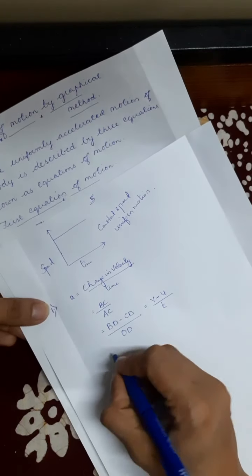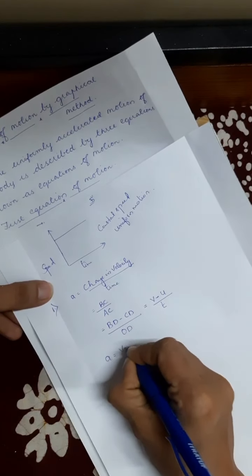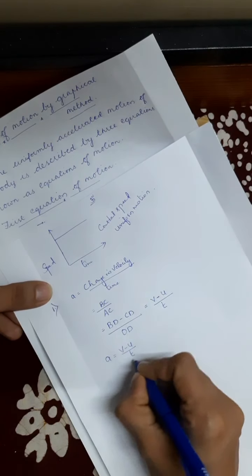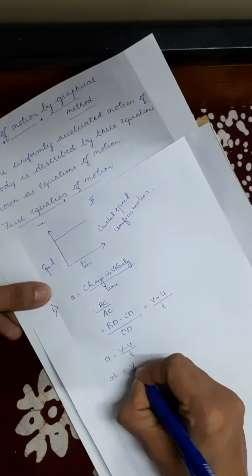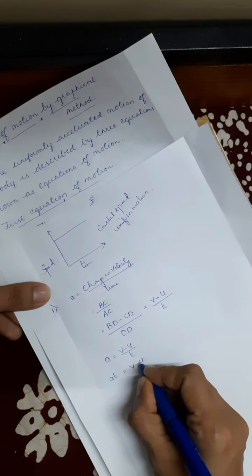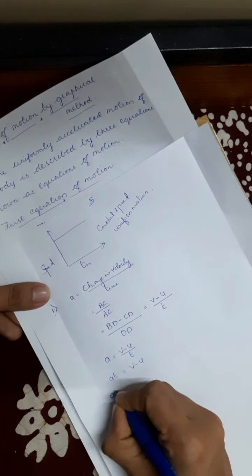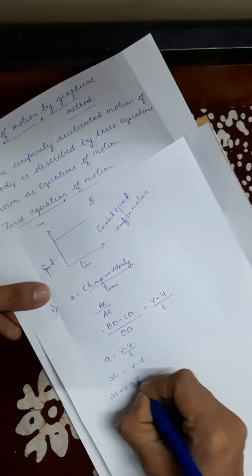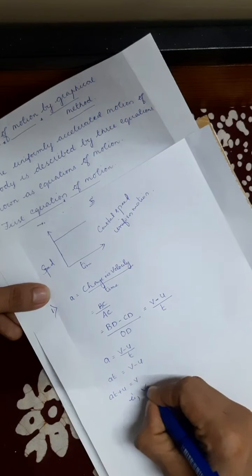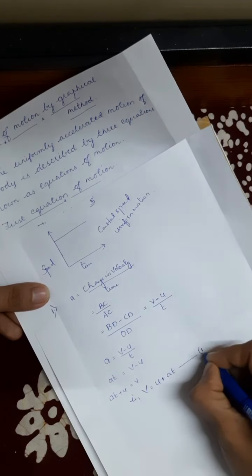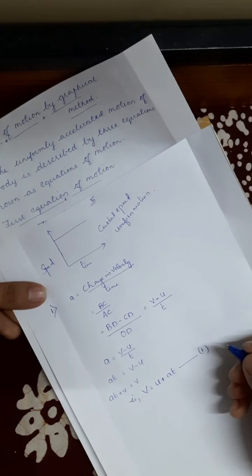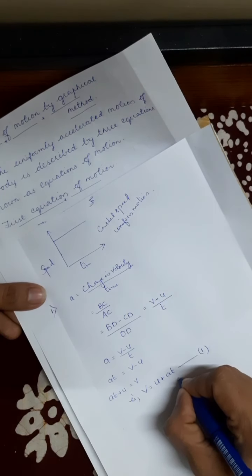Now what I am going to do? I am going to rearrange this one. How to rearrange? While multiplying here, AT equals to V minus U. So I am taking this negative U to this side, means AT plus U equals to V. Again, while rearranging this, I am writing V equals to U plus AT. This is what called our first equation of motion.